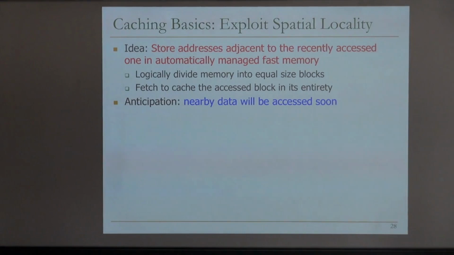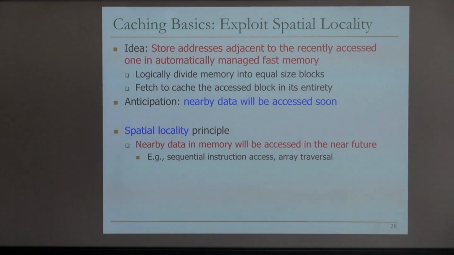And the anticipation is that nearby data will be accessed again soon, and it turns out that it's true because of what we discussed, right? Programs exhibit these patterns: sequential accesses, array traversals, or just data structures that are laid out sequentially, and you access parts of them, but those parts happen to be close to each other in space.